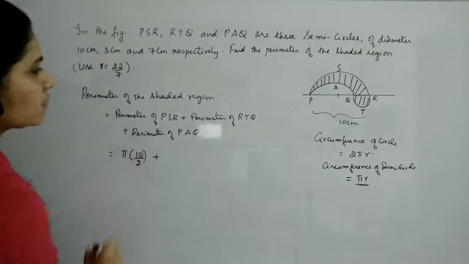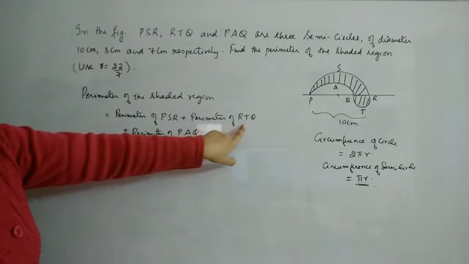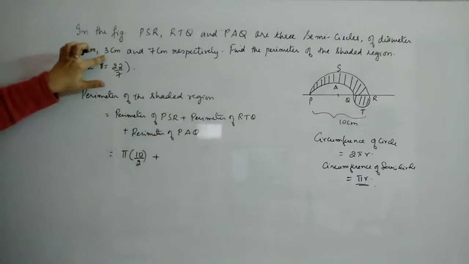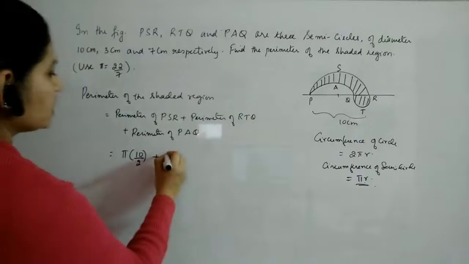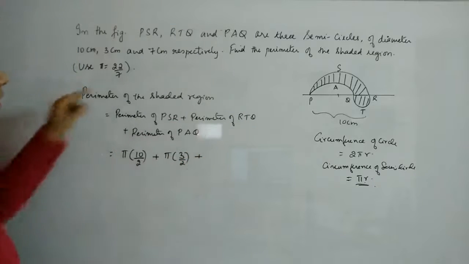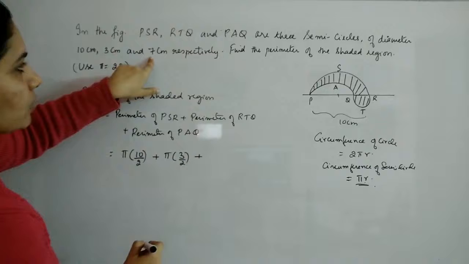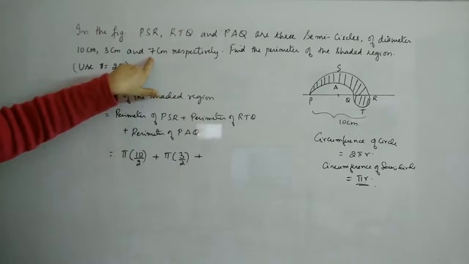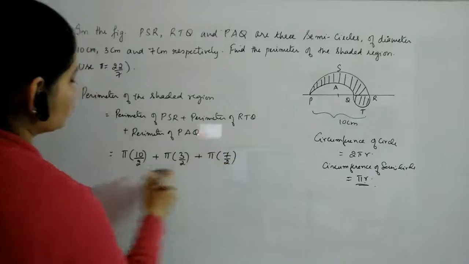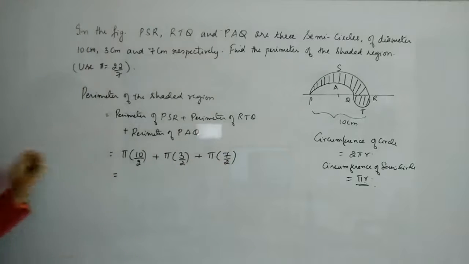The next thing will give you RTQ. For RTQ, the diameter is 3, so the radius will be 3 by 2. Here you will get pi into 3 by 2. Plus the third one is PAQ and its diameter is 7 centimeter, so you will have radius as 7 by 2. This will be the total perimeter.